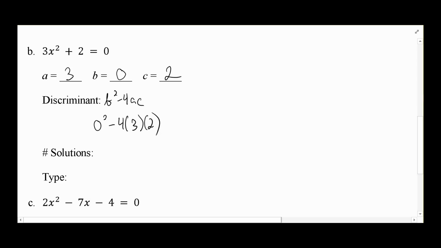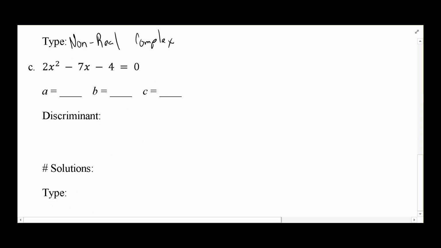And here's the cool thing about this. Even though the arithmetic's not that hard, I don't have to do 4 times 3 times 2. I just have to say, hold on, this is 0 minus a number? That's negative. If I have a negative underneath my radical, then I have non-real answers, and 2 of them.